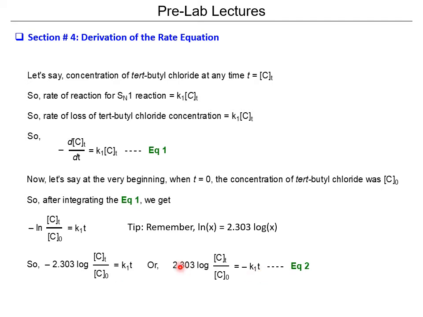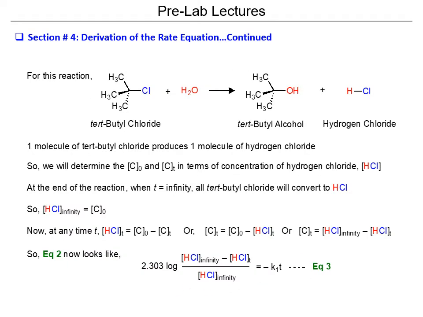It's the same thing. So how exactly can this reaction be tracked? How can you find out what the actual rate is, right? Well, it turns out when you do this reaction with water, you end up producing hydrogen chloride here, right? And this can actually be measured by something called titration. So 1 molecule of tert-butyl chloride produces 1 molecule of hydrogen chloride.